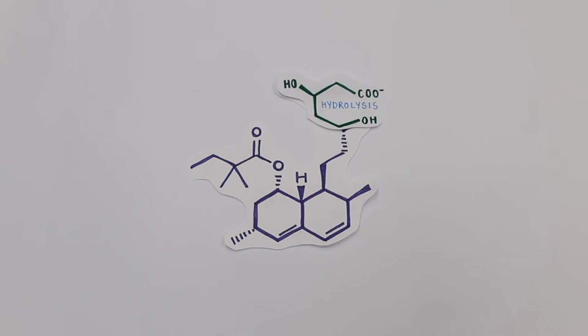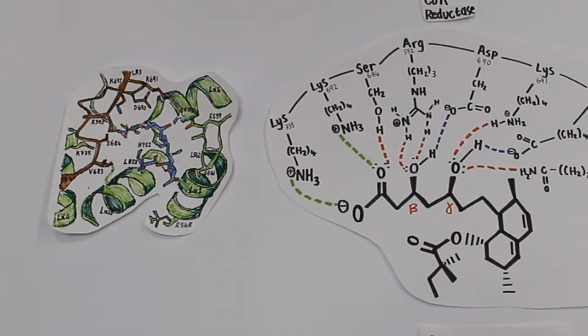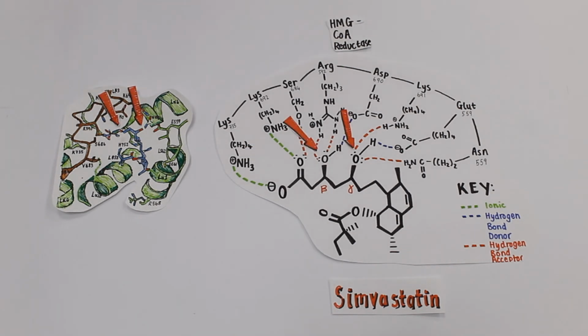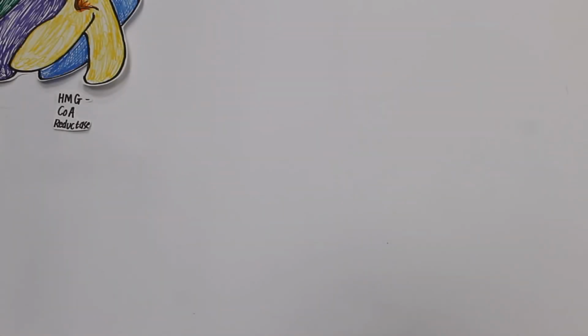Well, as I previously mentioned, its active form has a beta-hydroxy acid, which is shown here in a more accurate spatial representation. Actually, we can take a look at the group interactions now. The carboxylic acid group has ionic interactions with 2 amino groups. The beta and gamma hydroxyl groups act as hydrogen bond donors and acceptors. Chris will now explain to you what happens to HMG-CoA reductase once simvastatin binding occurs.